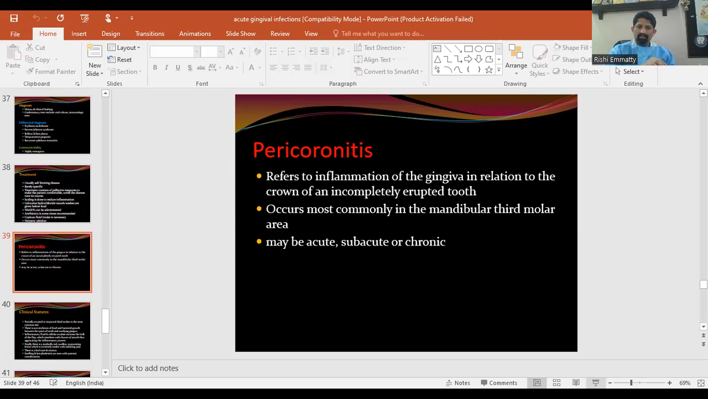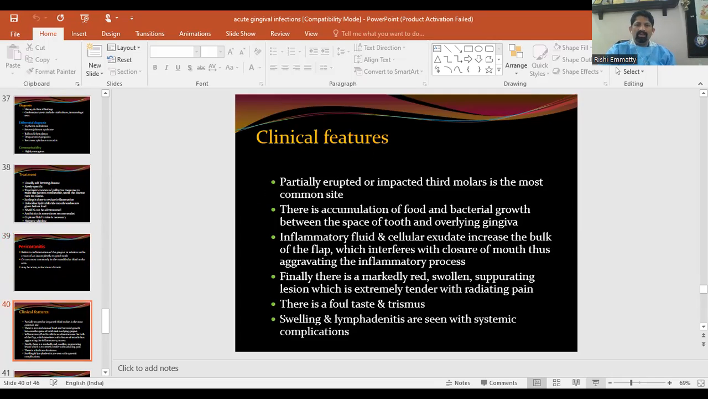It occurs mostly in the mandibular third molar region. Maybe acute, subacute, or chronic. Acute, they will be having severe pain. Subacute, okay, fine, and chronic, usually won't have pain. And the clinical features, mainly seen in the partially erupted or impacted third molars, is the most common site. There is accumulation of food and bacterial growth between the space of the tooth and overlying gingiva.